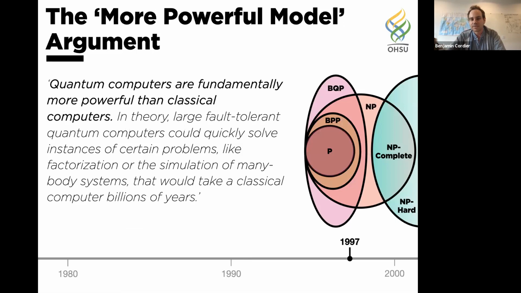And then there's this other set of ideas which we can think of as a generalization of Feynman's idea, which is that it's not just simulating nature that quantum computers do more efficiently. In fact, there's a whole set of problems that quantum computers can generate solutions for more efficiently. And in that respect, quantum computing represents a more powerful model of computing.